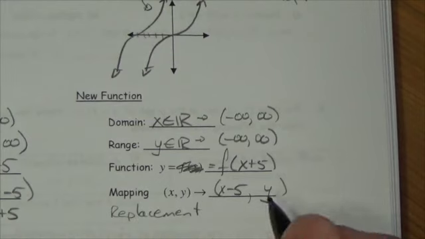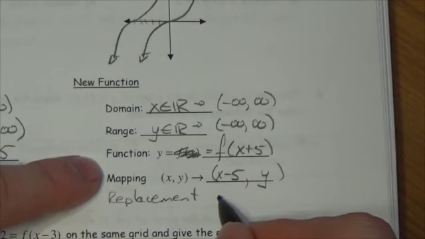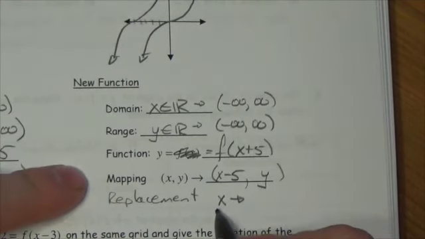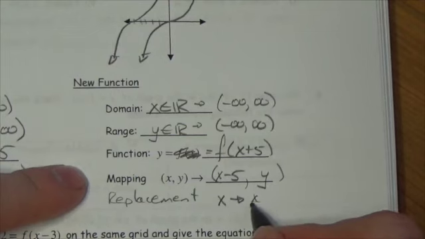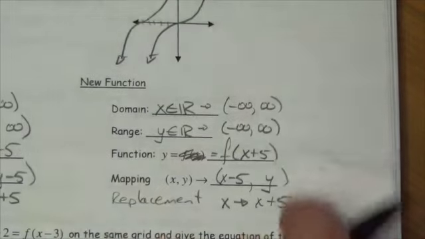Now, the replacement, because again, this question is asking for the replacement. In the function here, it's the independent variable that changed. The independent variable was replaced with, the x was replaced with x plus 5. Okay? And that's what this question was entirely asking for.